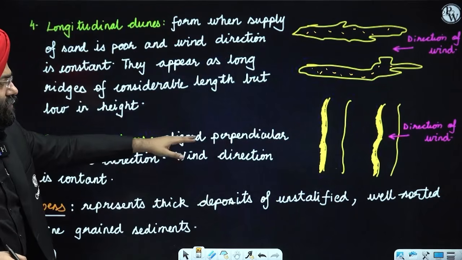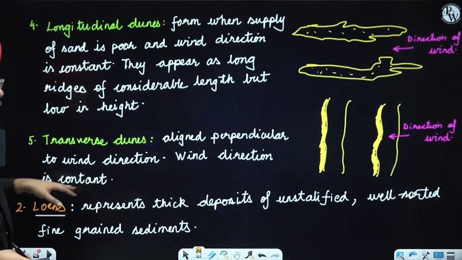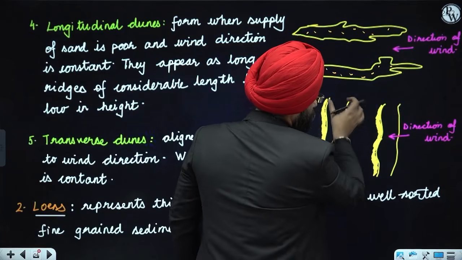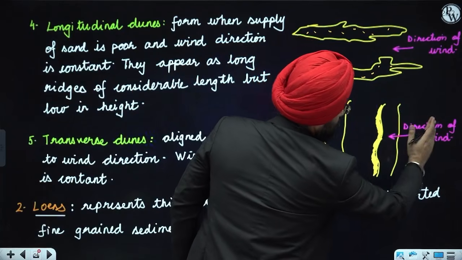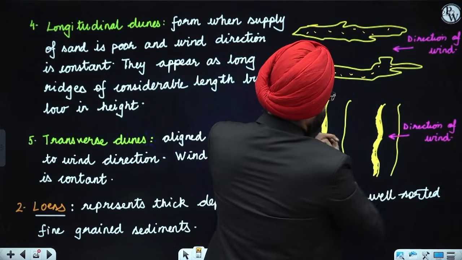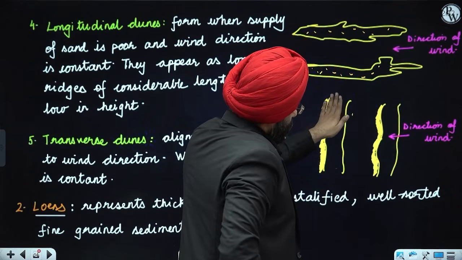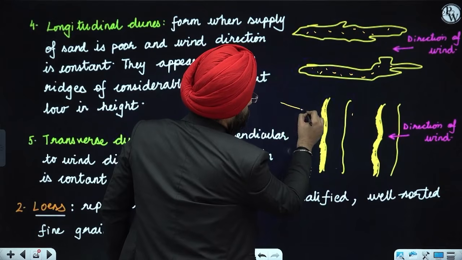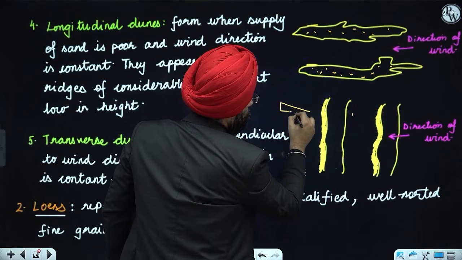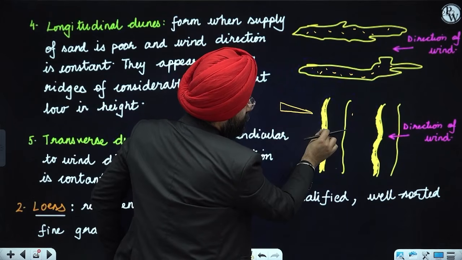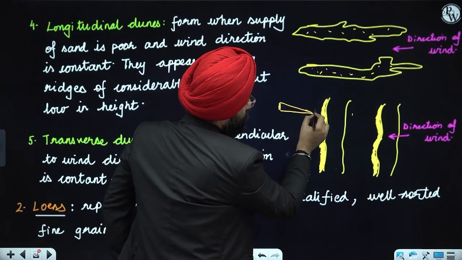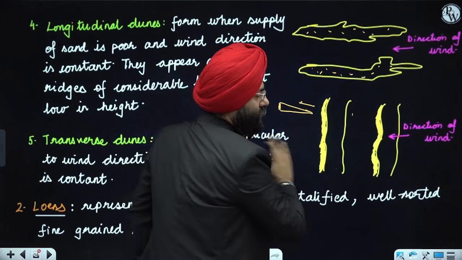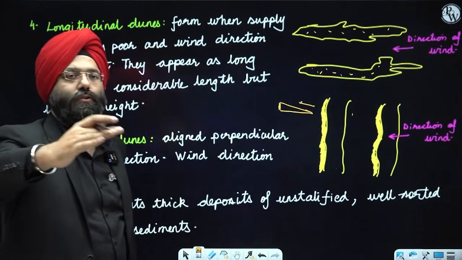Now the transverse dunes are aligned perpendicular to the wind direction. The wind direction is constant. Now the wind is flowing in this way. Now these are perpendicular. These are elevated from this side and these are not elevated from this side. In a way, if this is a structure, if I turn this, it is going to be like this. This part is an elevated part. This is where the wind is coming. So the wind coming will make this particular part what? Flatter or gentler in slope, right?